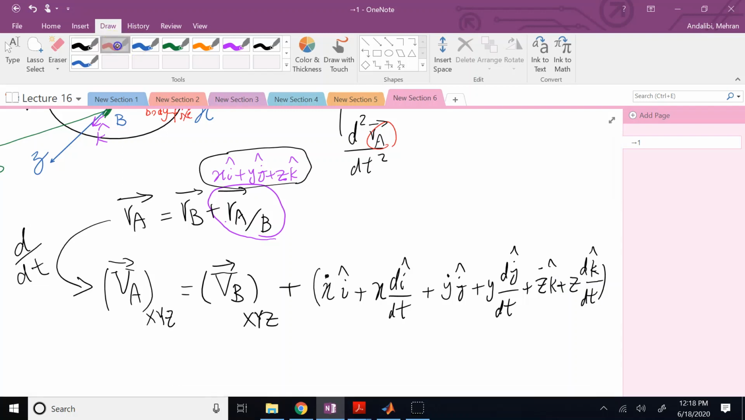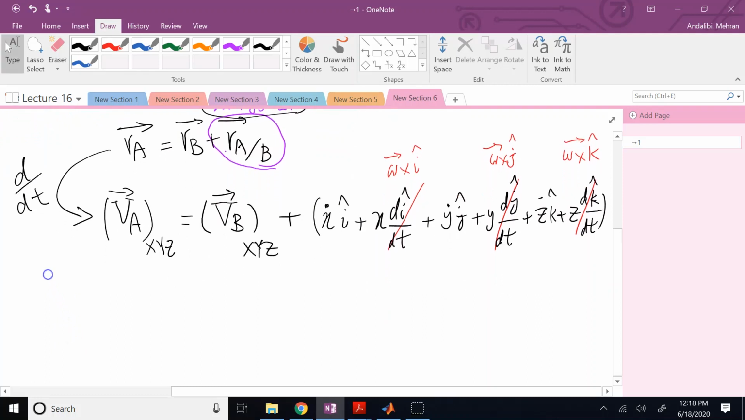And again, if we go back to the theorem I mentioned, the derivative of i with respect to t is what? Omega cross i. Just go back to the theorem I mentioned a couple of sessions ago. This is omega cross j, and this is omega cross k. And so now if we rearrange it, the terms that have omega, these three terms, we're going to factor separately, and the ones that have dot terms, we're going to factor separately.